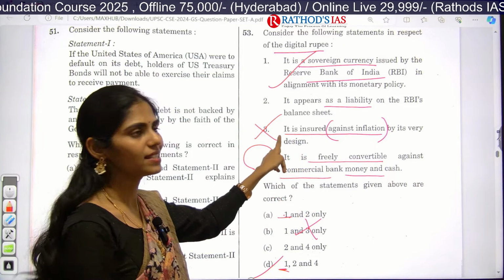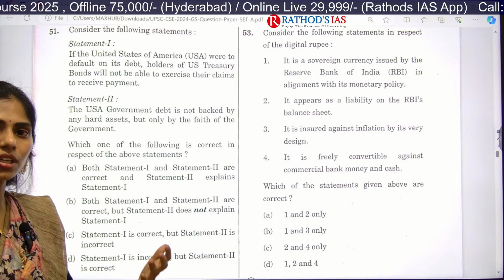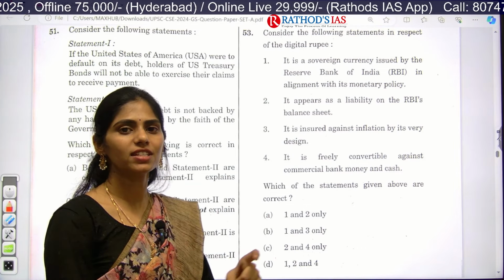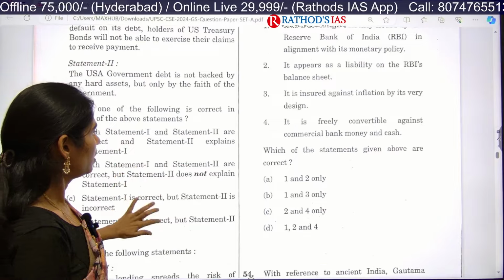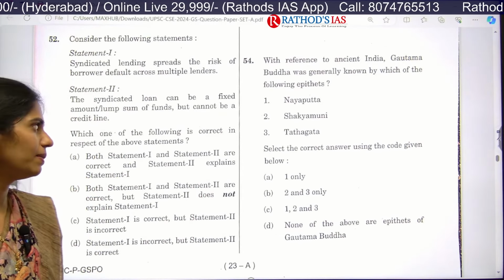We have to eliminate this third statement. Clear? I hope you are understanding the explanation part I am giving, how I am analyzing each and every statement. Okay. And next one is 54th question. Now onwards the history questions have started.